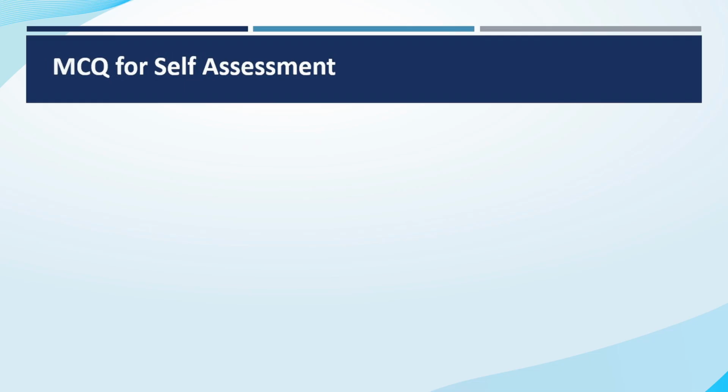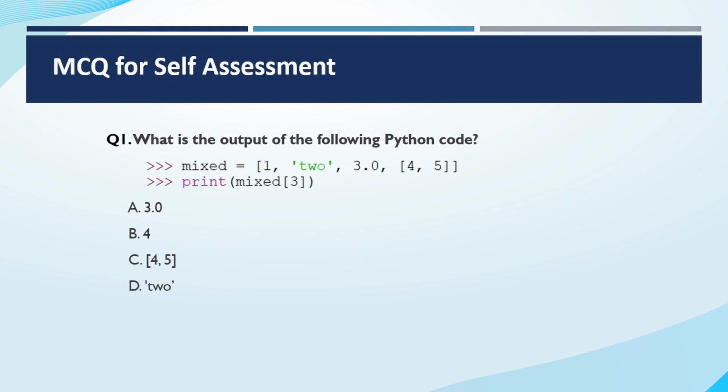As we have discussed all the important concepts of Python list, let us now assess your understanding with a few multiple choice questions. Here is the first question. What is the output of the following Python code? Options are given here. The correct answer is option C, 4, 5.